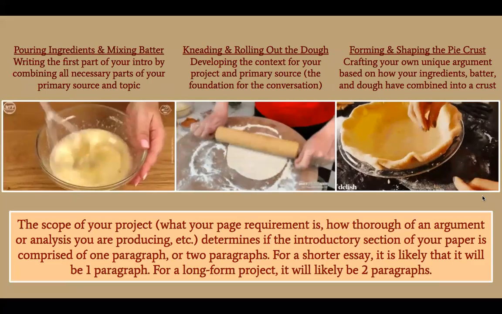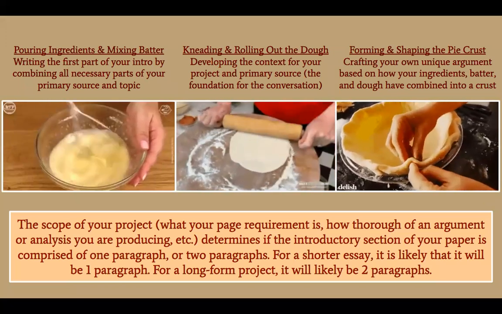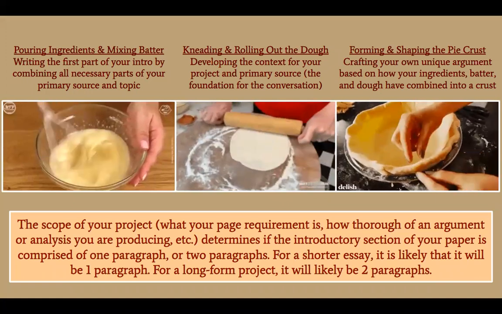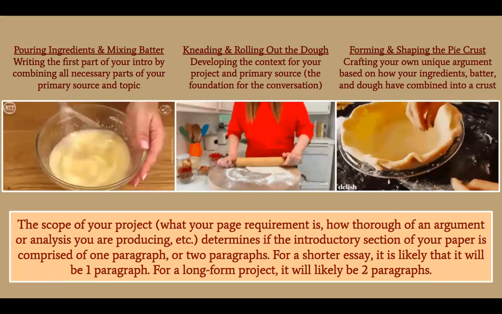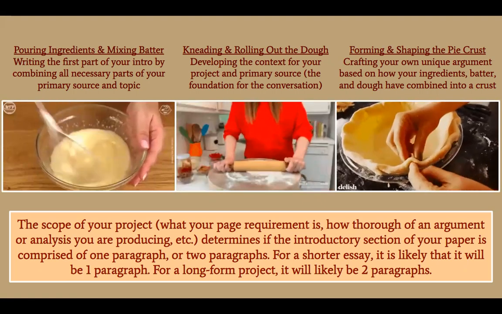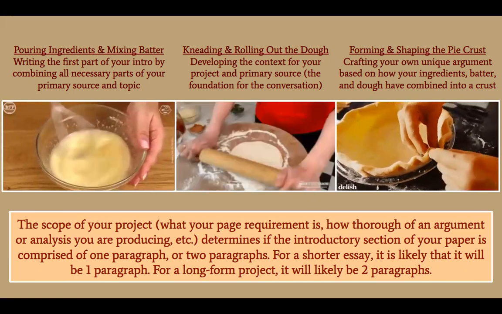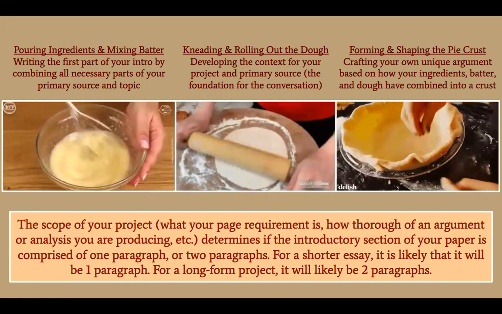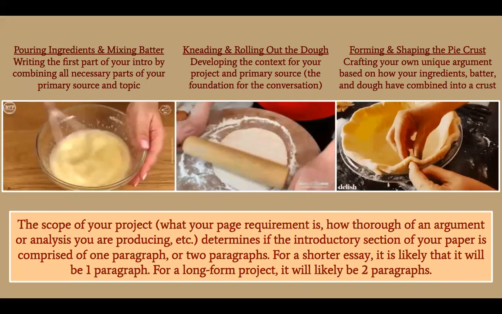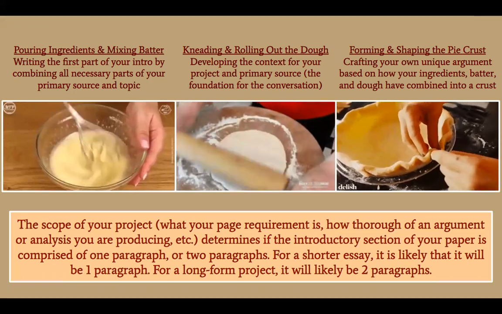So to think about all these stages together then, right? We have pouring ingredients and mixing the batter, or writing the first part of your intro by combining all necessary parts of your primary source and topic, getting us started by showing us what ingredients you are using, combining them in a bowl, and after pouring them into that bowl, really mixing them together to form that initial batter. From there, in your intro section, you then knead and roll out the dough to develop the context for your project and your primary source, or the foundation for the conversation.